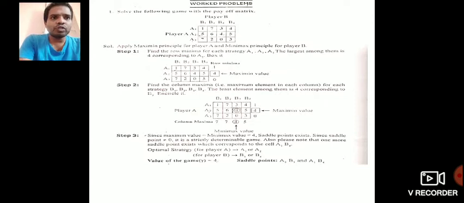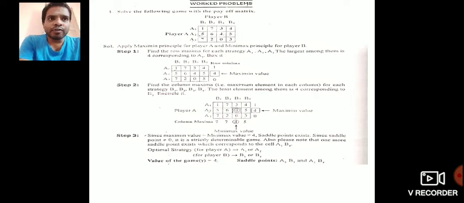Now comes the optimal strategy. Here, for player A, the value of the game, that is 4, occurs at the A2 row, so player A chooses the A2 strategy. When it comes to player B, the value of the game occurs at the B3 column, so player B uses the B3 strategy. Now the value of the game is 4.